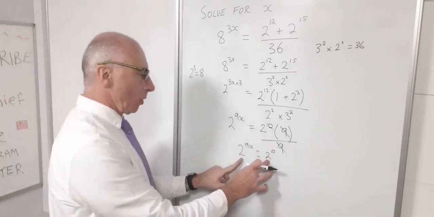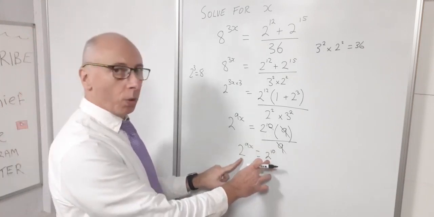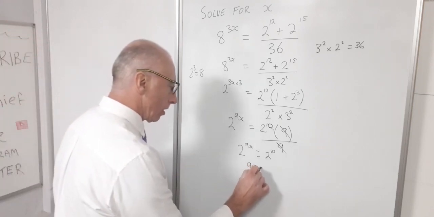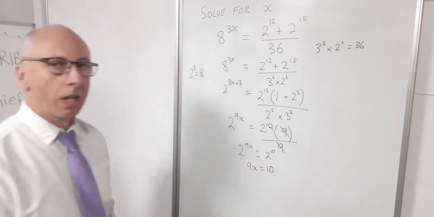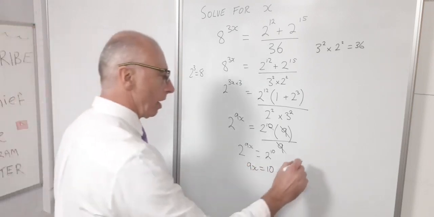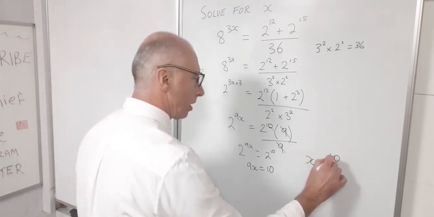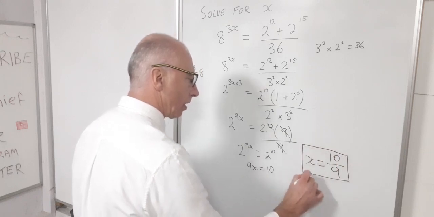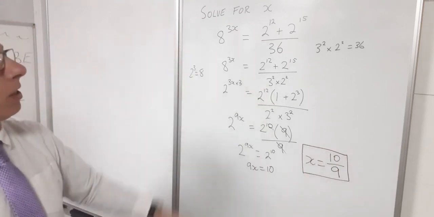So we could write that out like that. But while we've got both terms in terms of 2, we can now rewrite this as 9x equals 10. And then we can solve for our x. X equals 10 over 9. And that is our solution to this equation.